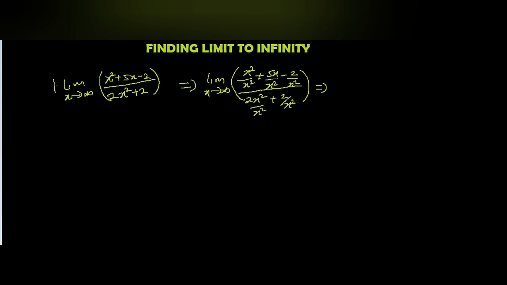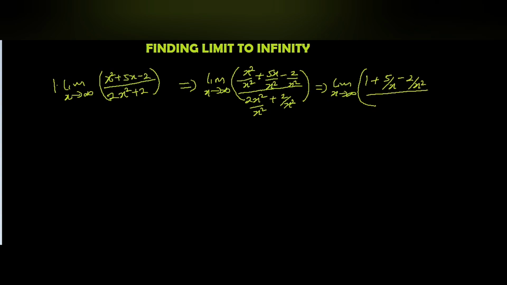So this is what we have. So this is going to reduce to limit as x tends to infinity of, now x to the power of 2 divided by x to the power of 2 is going to give us 1 plus 5 all over x minus 2 all over x raised to the power of 2, and this will be all divided by 2. X to the power of 2 divided by x to the power of 2 is just going to give us 2, and this will be plus 2 divided by x raised to the power of 2. So this is what we have. So let's substitute this now. Let's substitute x to be infinity in this function.